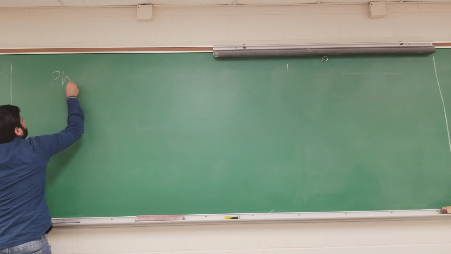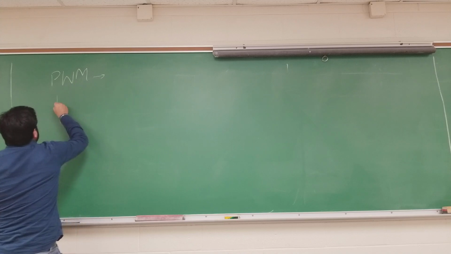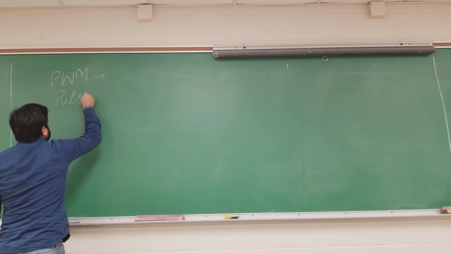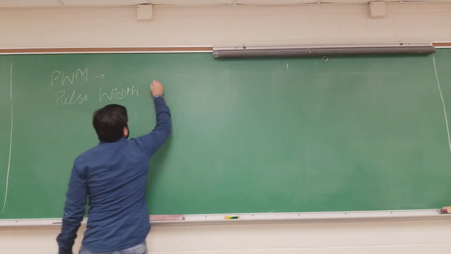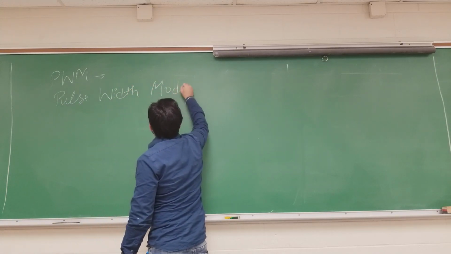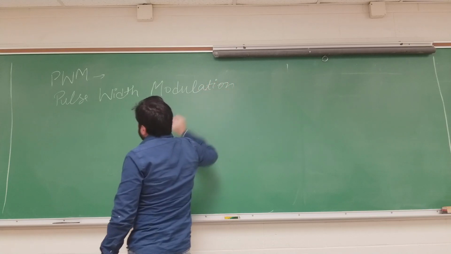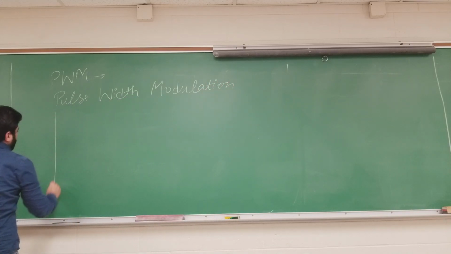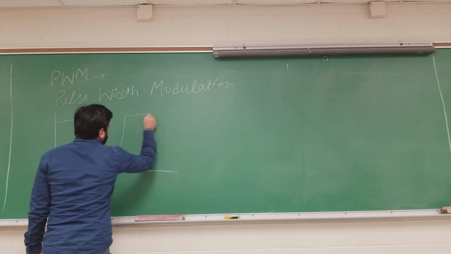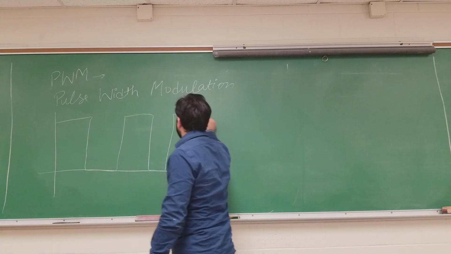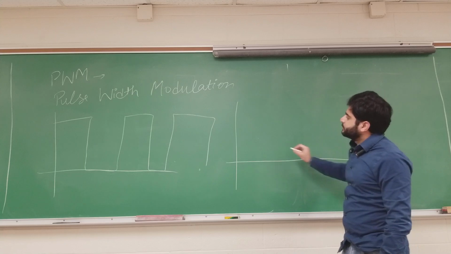So PWM stands for pulse width modulation. Here you modulate the pulse width to change the output voltage.